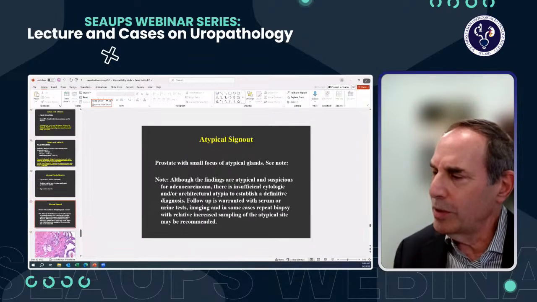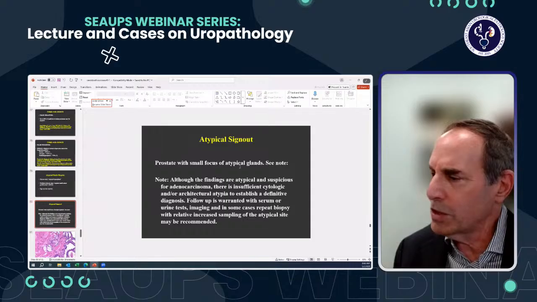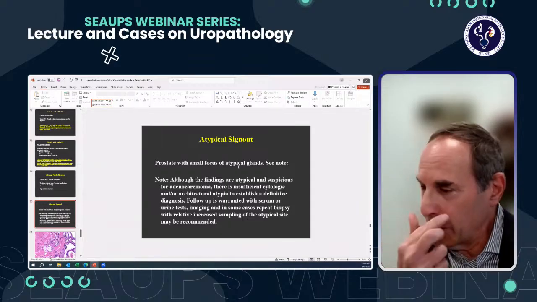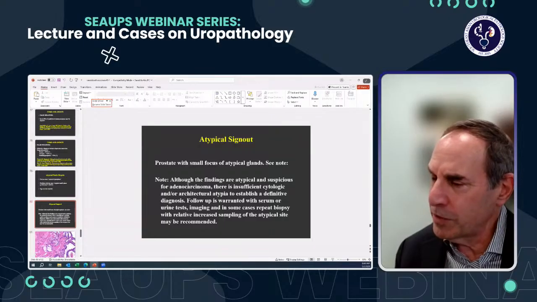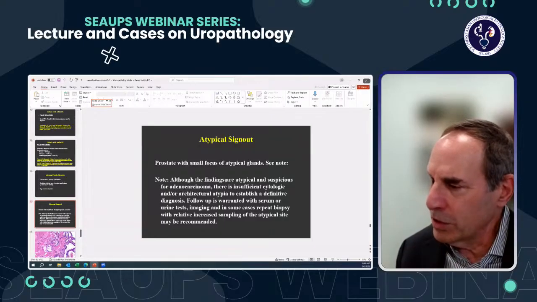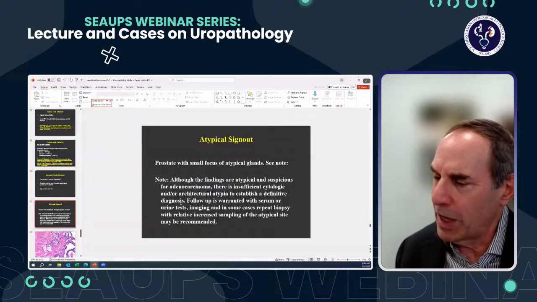So what I tend to do is be descriptive. So an atypical sign-out will be prostate with small focus of atypical glands. And then I put in a note, although these findings are atypical and suspicious for adenocarcinoma, so that's very clear to the clinician, I state there is insufficient cytologic and/or architectural atypia to establish a definitive diagnosis.